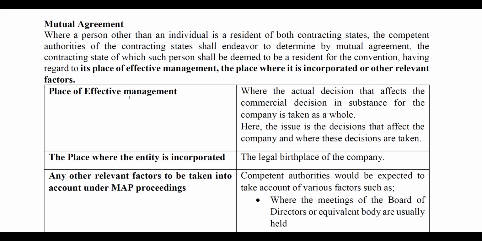Now, when we talk about your place of effective management, this is where the actual decision that affects the commercial decision of the company in substance is taken. So let's say if you sell shoes, where is the major place you sell the shoes or manufacture the shoes, right? The place where all these commercial decisions are actually taken is the place of effective management. So here, the key issue is the decisions that affect the company and where these decisions are taken. That is what we are looking for. Is that okay? So if you are running a plant, where do you actually run the plant? That's your place of effective management. Where your major operating decision is taken, you are managing the business from there.